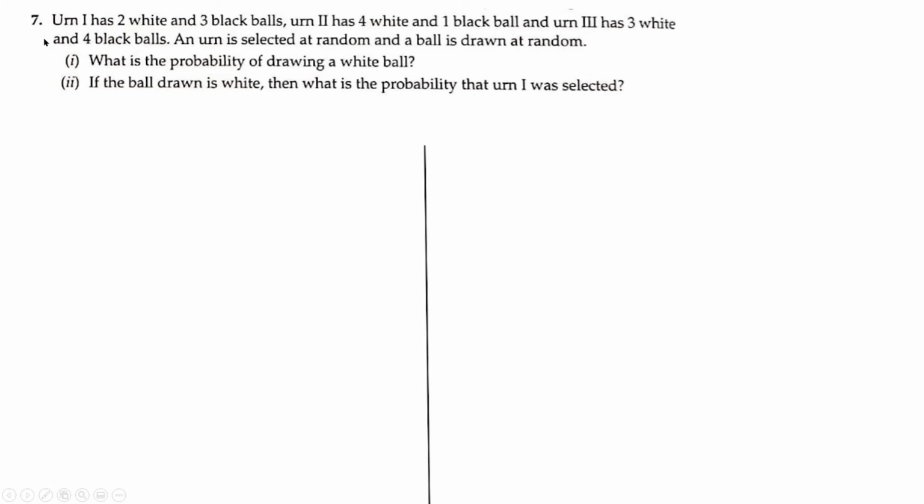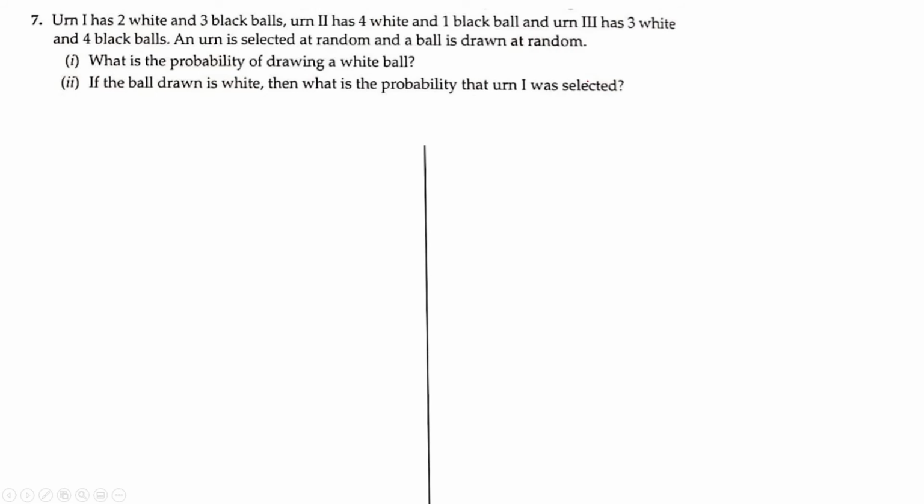Coming to this 7th question, urn 1 has 2 white and 3 black balls. Urn 2 has 4 white and 1 black ball. And urn 3 has 3 white and 4 black balls. An urn is selected at random and a ball is drawn at random. What is the probability of drawing a white ball? If the ball drawn is white, then what is the probability that urn 1 was selected?